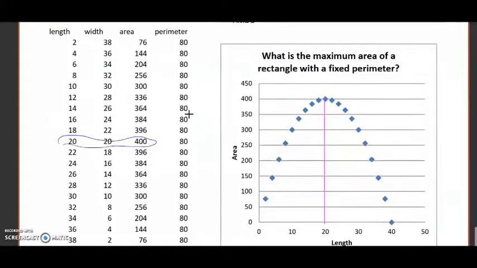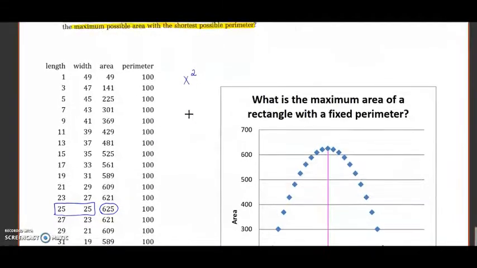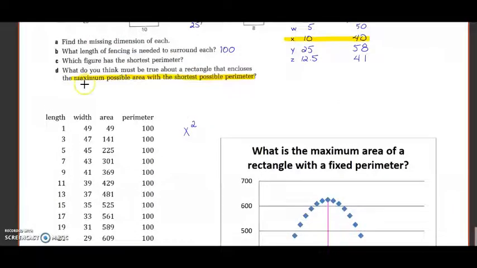So in all cases that we've examined, these multiple examples, what do you think must be true about a rectangle that encloses the maximum possible area with the shortest possible perimeter? It's a square, a regular polygon.